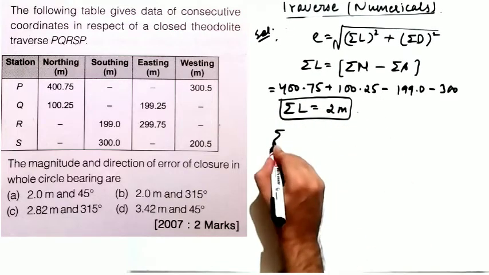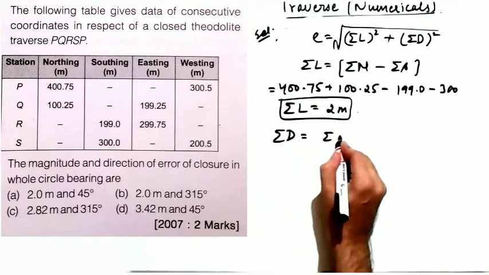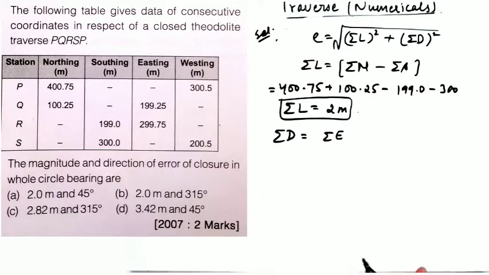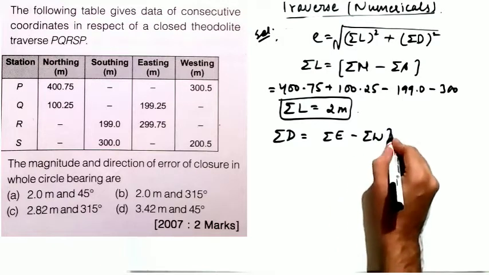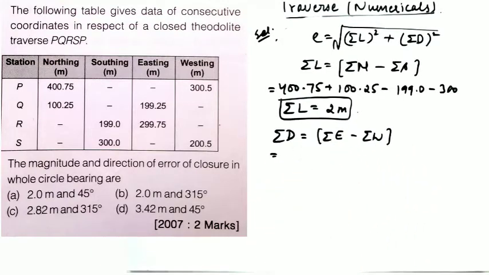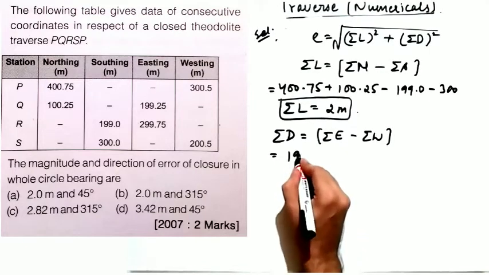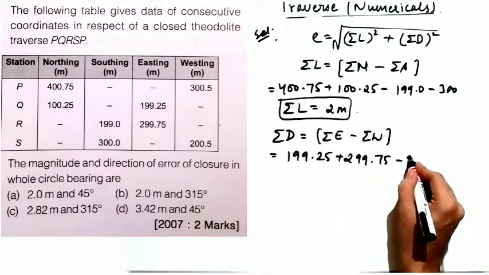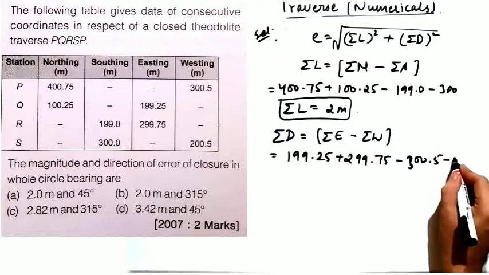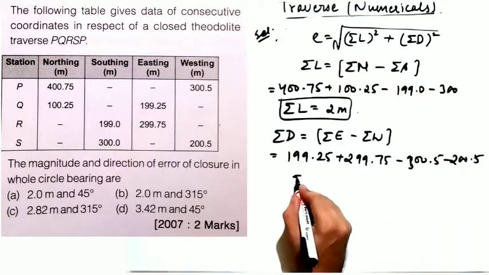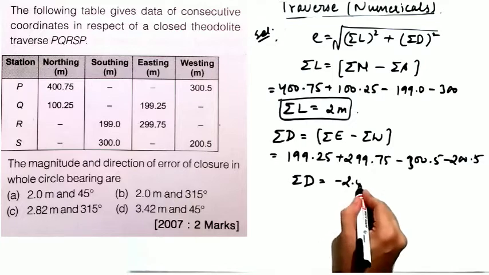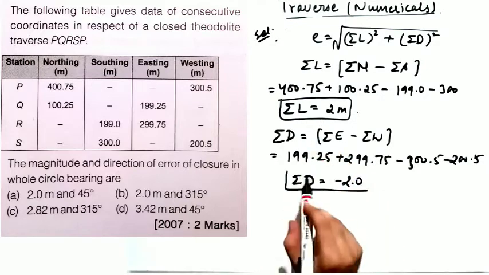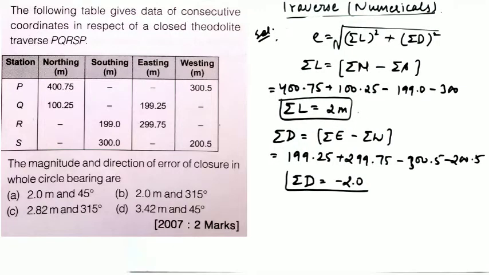Now you can calculate the sum of departures. Easting is always taken as positive, I already mentioned, and westing is taken as negative. So you can calculate departure by this. Now easting I am taking as positive, 199.25, 299.75, minus 300.5, minus 200.5. So sigma D is coming out to be negative. Do not forget the sign here. It is 2, it is also 2. The sign will not affect the error magnitude, but the sign will definitely affect the direction. You will come to know this within 2 minutes.